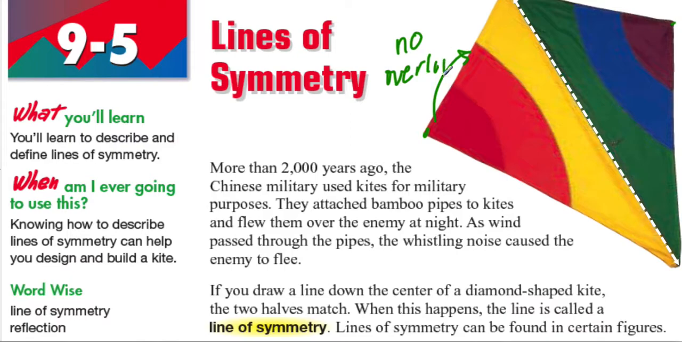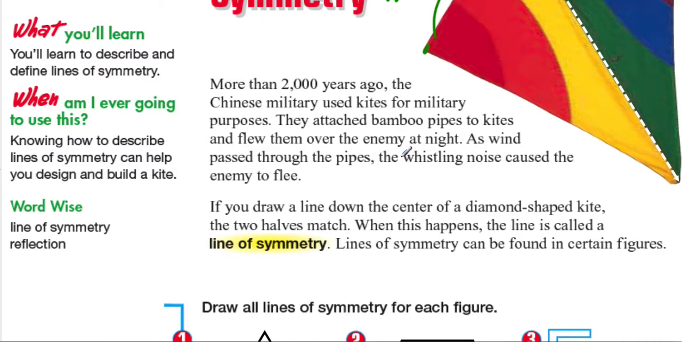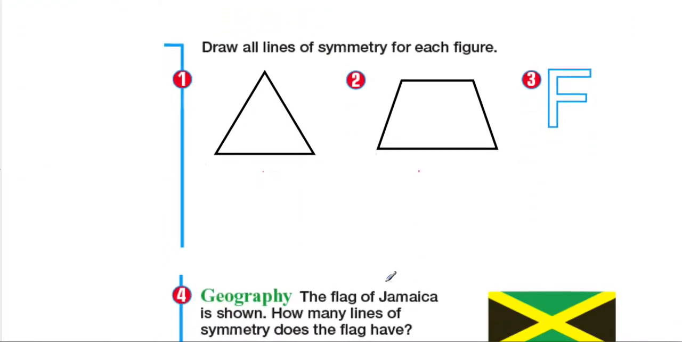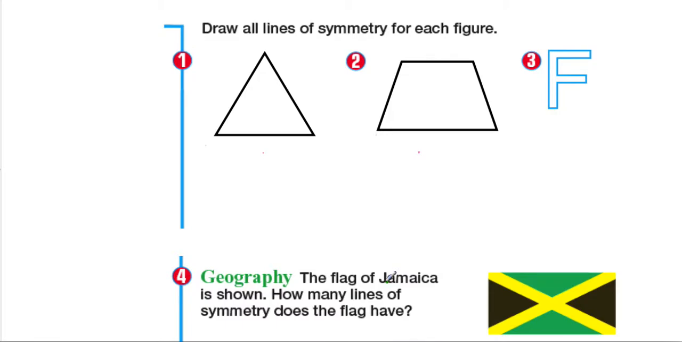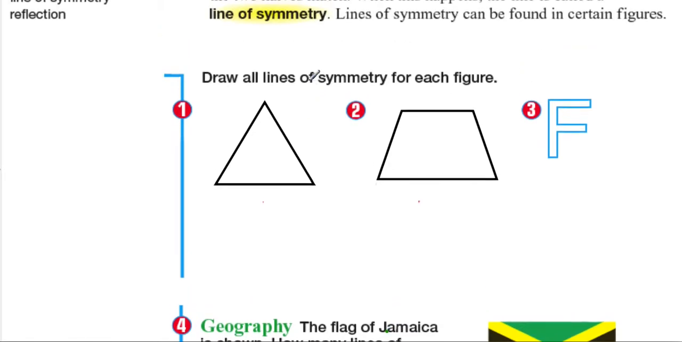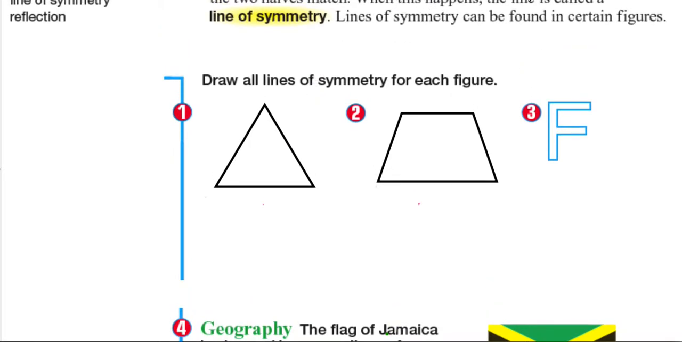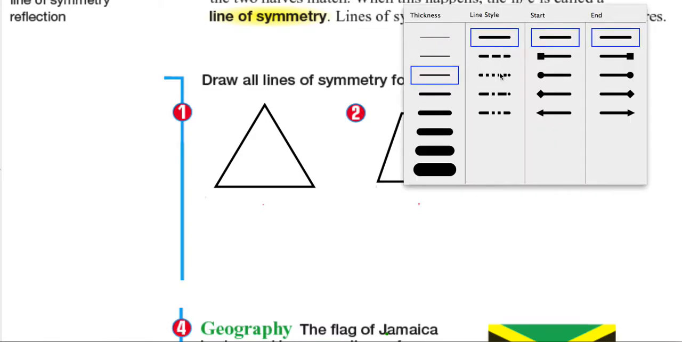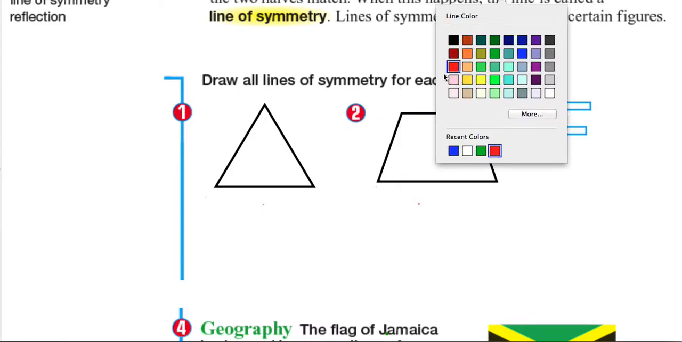So when you fold it over and there are no overlaps, this line right here becomes your line of symmetry. Lines of symmetry can be found on certain figures as well. Let's take a look at these examples. Example number 1, an equilateral triangle. Let's find out how many lines of symmetry it has. We'll use a red line to indicate this.